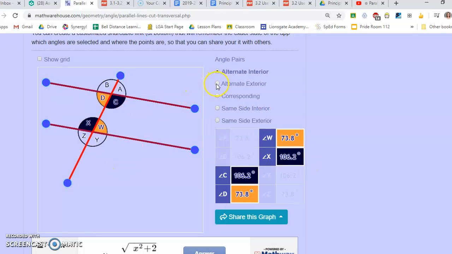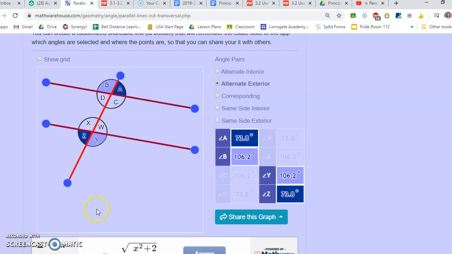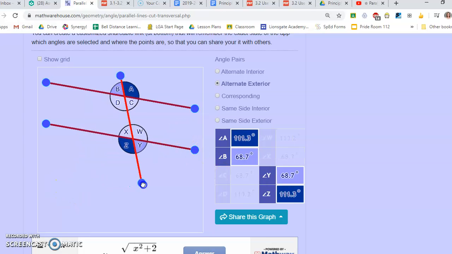If I were to select something like alternate exterior angles, notice the color there represents the alternate exterior angles, and looking over here, this one is 73.8 and this one is 73.8. Again, both are congruent, both are equal. If I move the transversal, my angles are still equal.